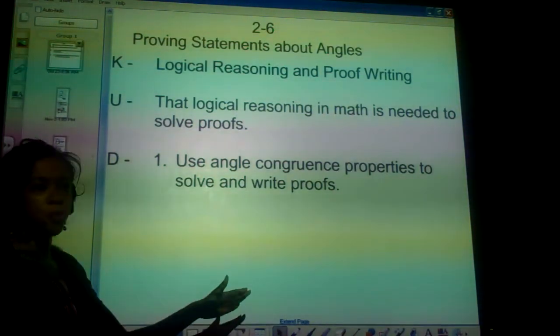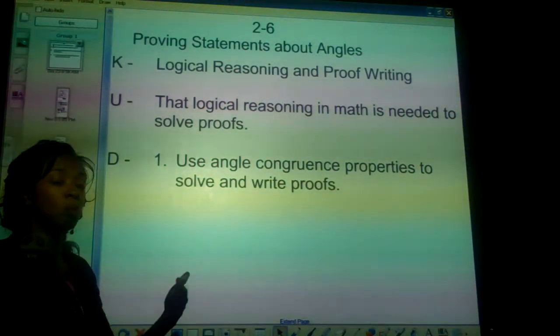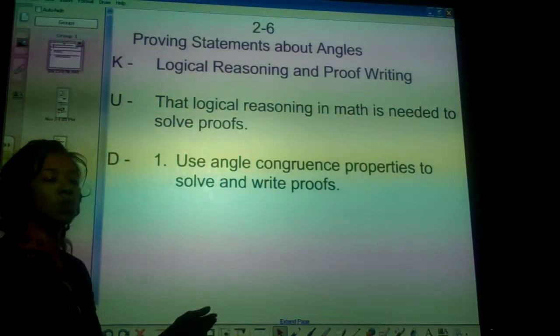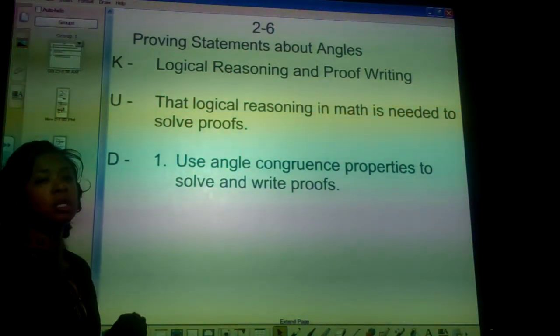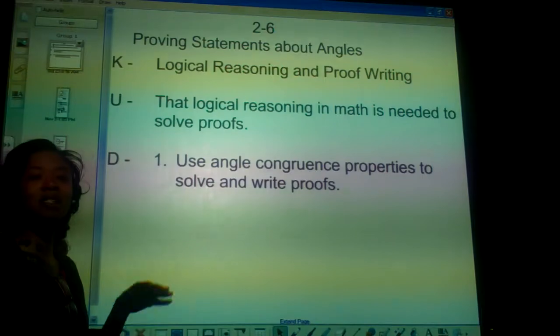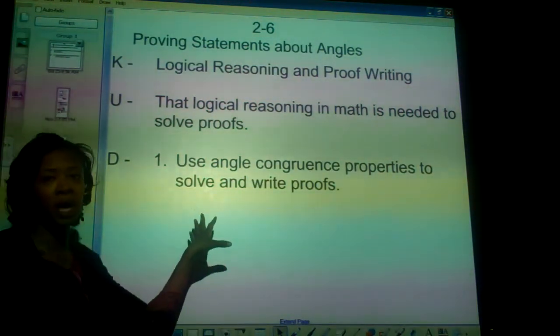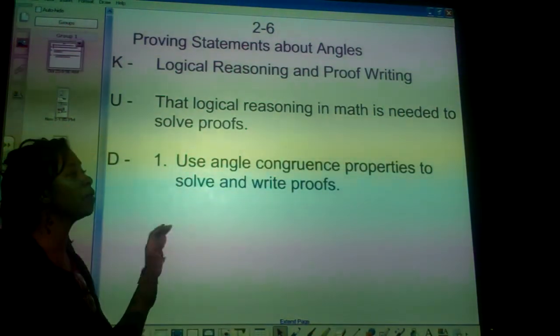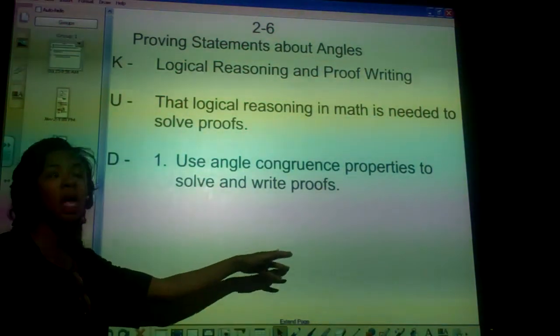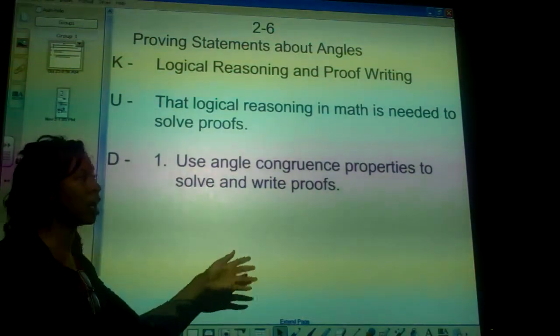We did the symmetric property when we were doing segments. For example, segment AB was equal to segment CD, and then the symmetric was segment CD is equal to AB, so we wrote it in reverse. This time we'll be dealing with angles. For the symmetric property, it will be angle A is equal to angle B, and the symmetric will be angle B is equal to angle A.